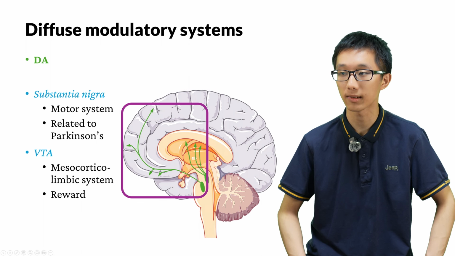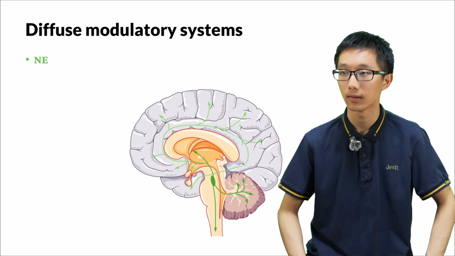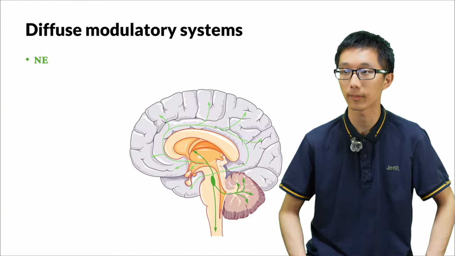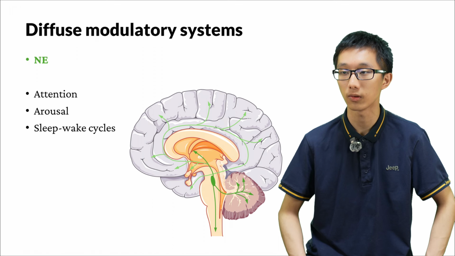For example, if you eat something and find it to be very delicious, then you will eat it again. In this process, your reward system is functioning, because something good has triggered a reward sensation, and you are likely to repeat this action to gain reward again. Finally, norepinephrine. It mainly exists in the locus coeruleus, which is the Latin for the blue spot. It is a very small cluster of neurons in the brainstem. This diffuse modulatory system is responsible for attention, arousal, sleep-wake cycles, learning and memory, and many other functions.